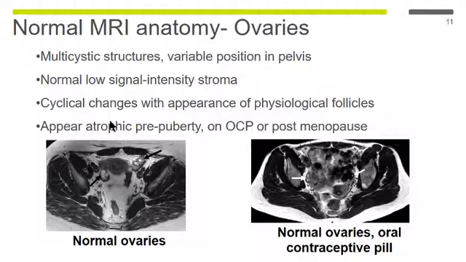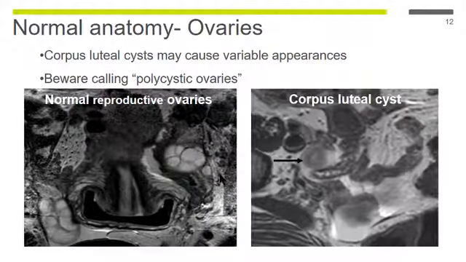Therefore, the ovaries on T2 weighted imaging can be seen as multicystic structures with these oocytes within their follicles. They're in a variable position in the pelvis, and they have low signal intensity stroma. There will be cyclical changes as the follicles develop into secondary follicles, and they are atrophic pre-puberty or after the menopause, or if the patient is taking the oral contraceptive pill. And here's just some normal ovaries and atrophic ovaries on the pill. So it's really important to note whether the patient is on any kind of hormonal manipulation during the time of the scan.